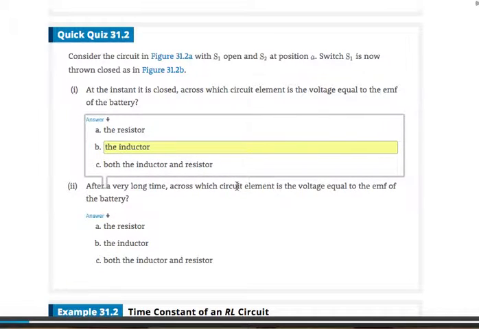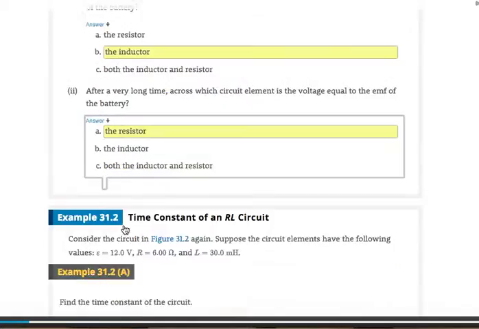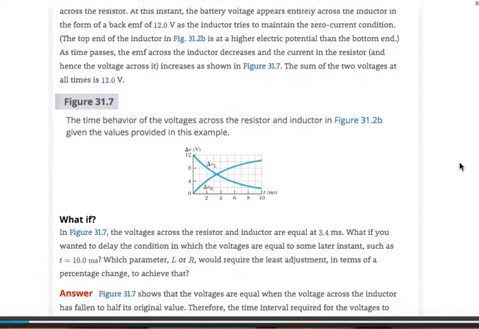After a very long time, across which circuit element is the voltage equal to the EMF of the battery? Well, after a very long time, there is no longer any change of current, and so as a result, the inductor just acts like a straight wire. And so all of the voltage drop has to occur across the resistor, right there. So the voltage across the resistor and voltage across the inductor have this inverse relationship, but they will always equal a constant value because they have to equal the voltage of the battery.